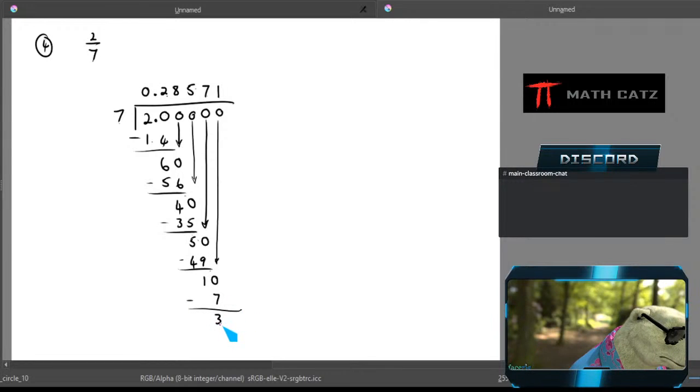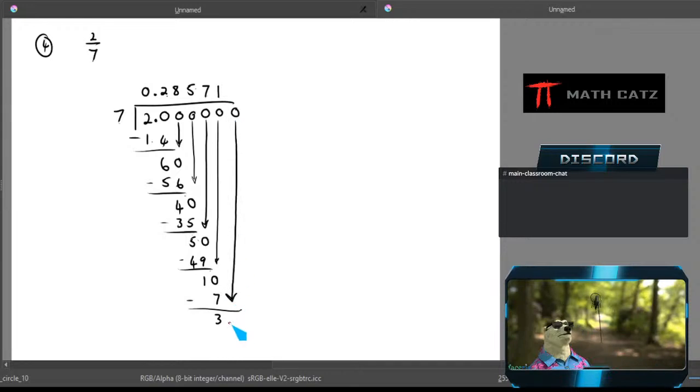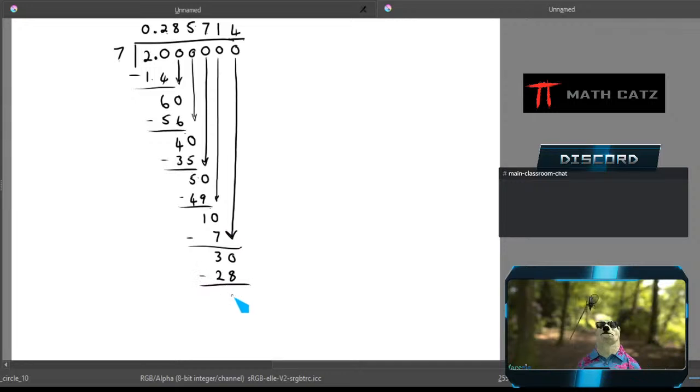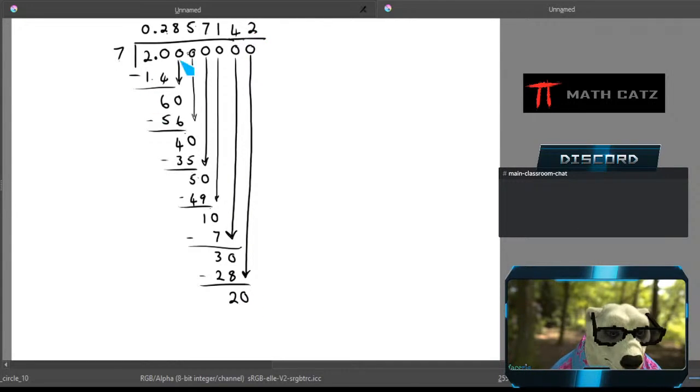For 3, 3 hasn't happened yet either. Bring down another 0. 7 goes into 30 4 times for 28. I'm running out of space here. 28 has left 2. It's not 0 yet. Bring down another 0 for 20. 7 goes into 20 2 times. 14. Take it away. 6 left.